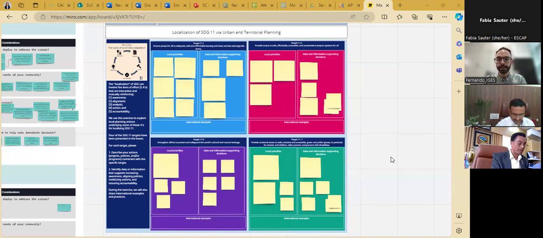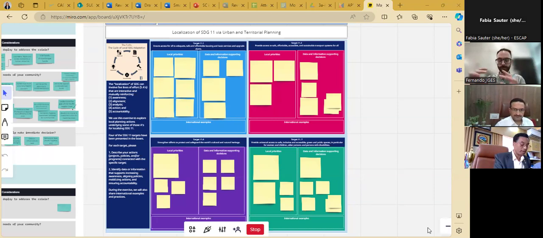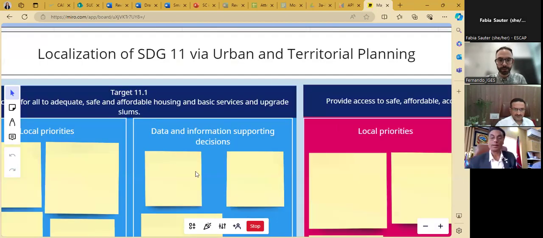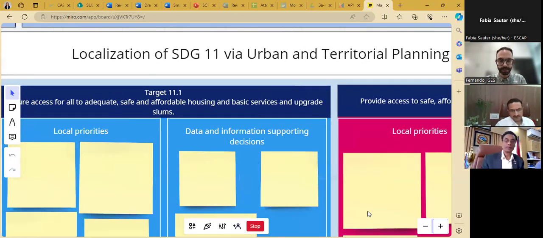And please, I would like first of all to encourage all of you to speak. There is no wrong or right answers. We just want to know your opinions based on your experiences and to really have a lively conversation. You can see here on the screen, we have the 4 targets in 4 different colors. Maybe, Fabi, if we can zoom in on target 11.1.